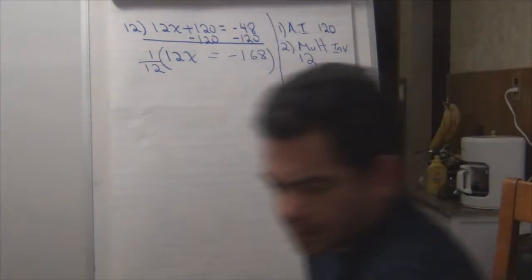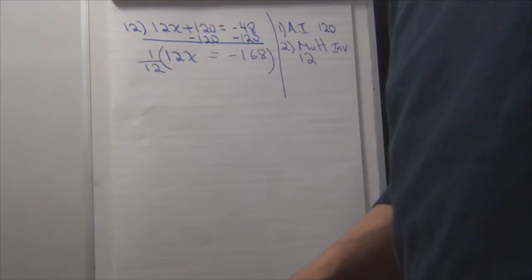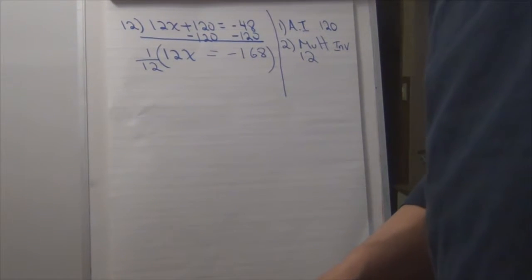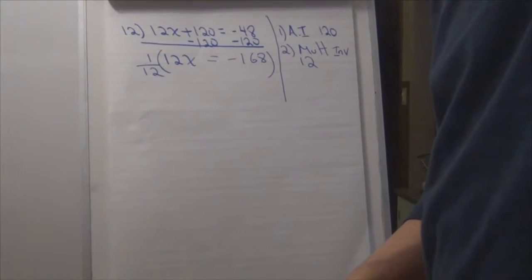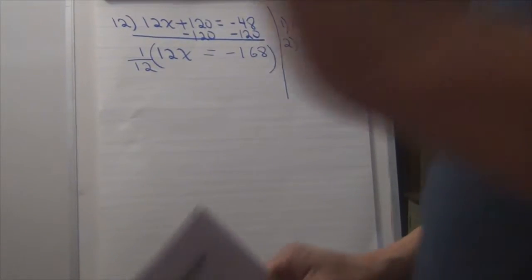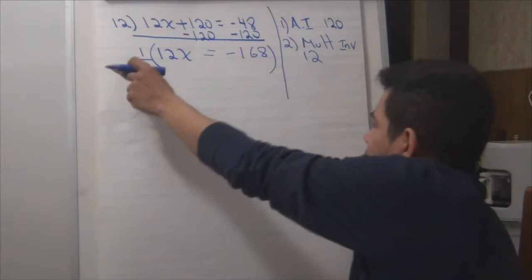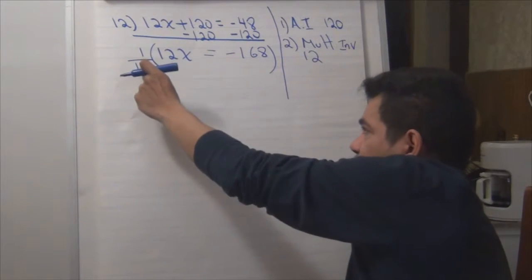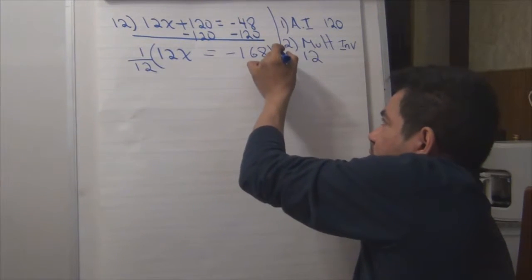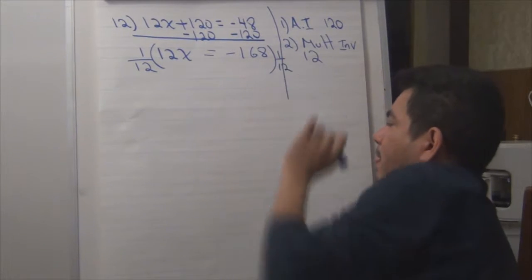So far so good? Let me see if I can make this a little bigger, but I don't want to, because then I'm going to die. Let me see now. Okay. Yeah, that's as big as I'm going to make it. Alright. So remember, what you do to one side, you have to do to the other. So you also multiply by 1 over 12 here.